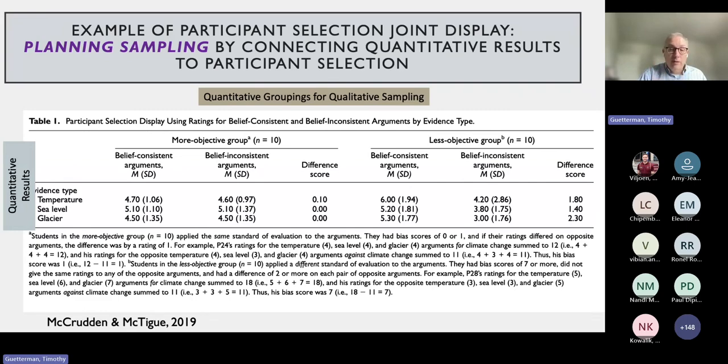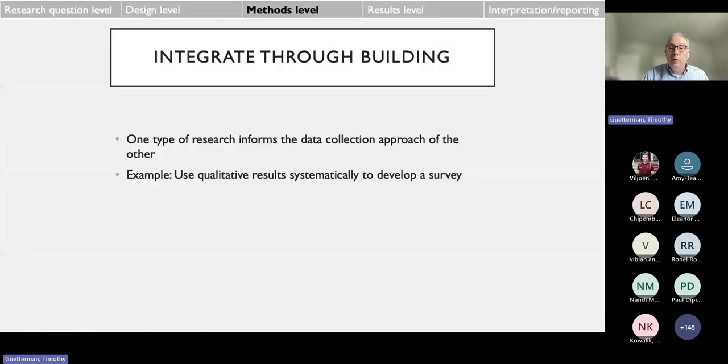So they started with this survey. They ended up basically grouping into people who were more objective and less objective in terms of their beliefs about climate change and arguments about climate change. And ultimately, they used those groups in order to select the qualitative sample. So they wanted to sample people in the more versus the less objective group.